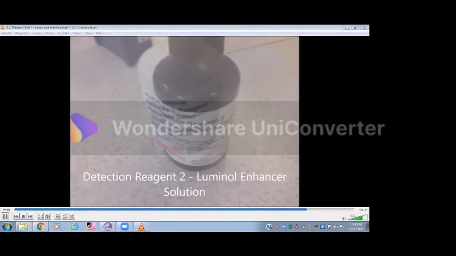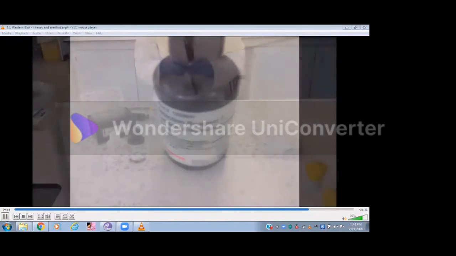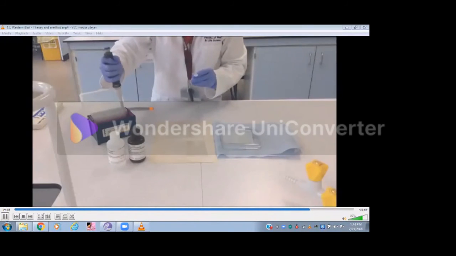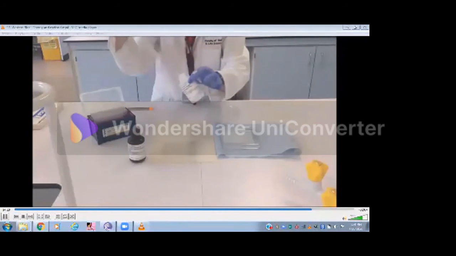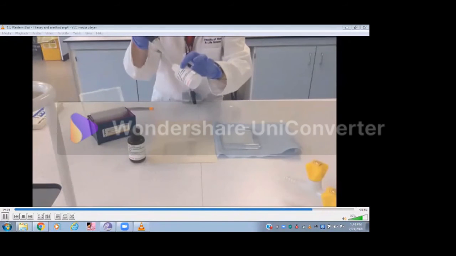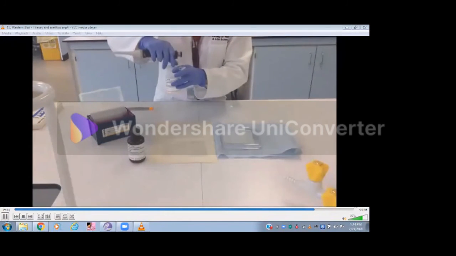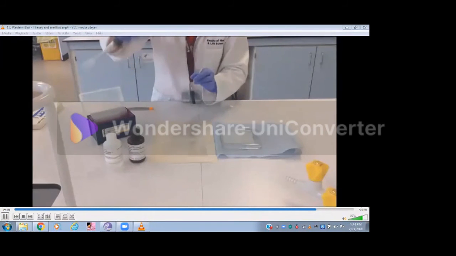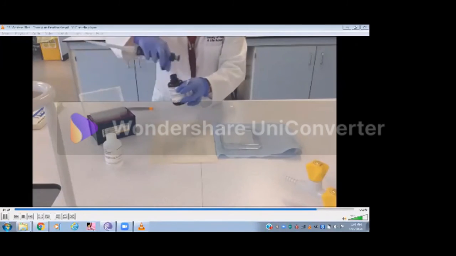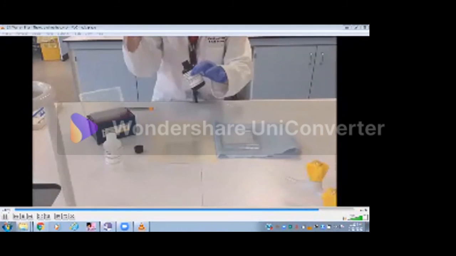So for the next step, we're going to need 2 reagents. We're going to need detection reagent 1, peroxide solution, and detection reagent 2, luminol enhancer. So here, measure out approximately 250 microliters of detection reagent 1 and pour this into a microcentrifuge tube. You are then going to need an equal volume of detection reagent 2 and then carefully mix these two reagents together in the microcentrifuge tube.